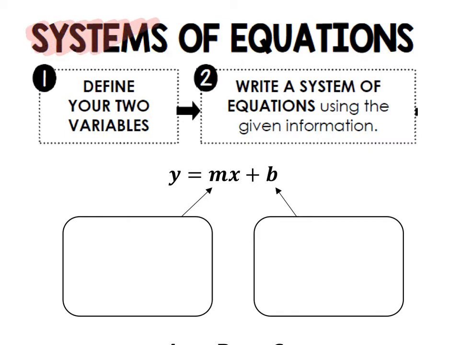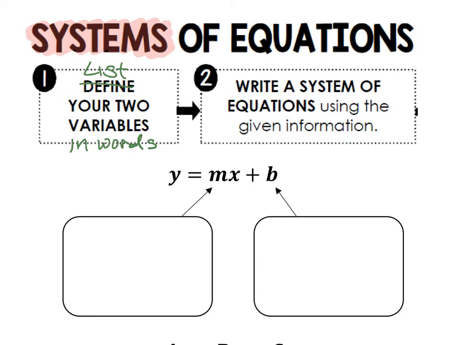A system of equations. When we're dealing with a system of equations, what we're talking about is two or more equations. So in one fell swoop, we're going to be writing two equations. Now the way that we write an equation is the following method. You're going to define your two variables, and defining variables is a fancy way of saying that I want to list out my two variables in words.